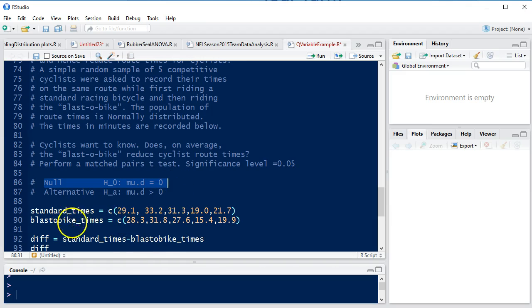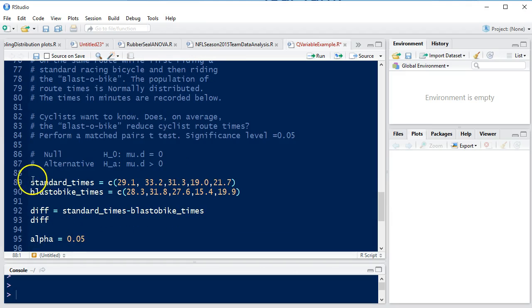So what that means is if I subtract Blastobikes from standard times, if the Blastobike has smaller times, basically I have a reduced time, then that means my differences will be positive. And so if the overall average of the differences is positive, then that will give an indication that the Blastobike actually reduced cyclist route times. So that's why my alternative is one-sided, and it is an upper one-sided test. So mu d is greater than 0, and it's important that we make that distinction.